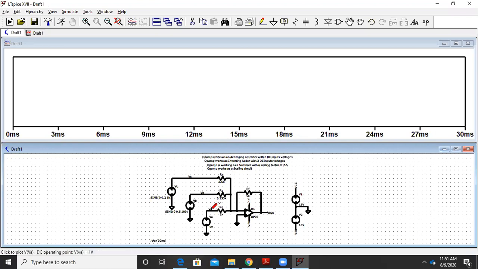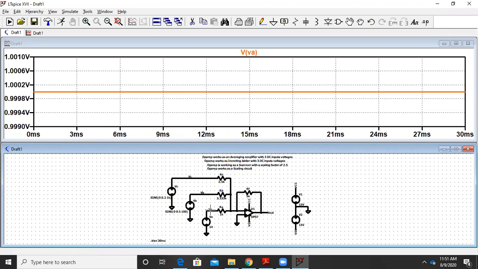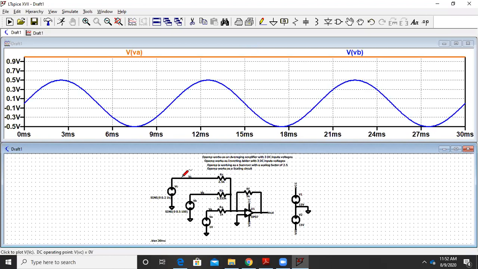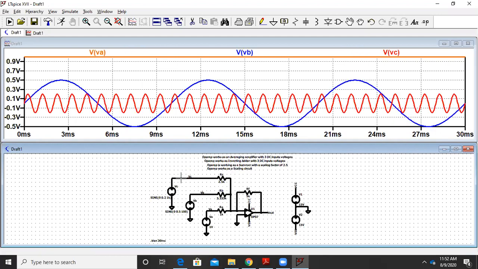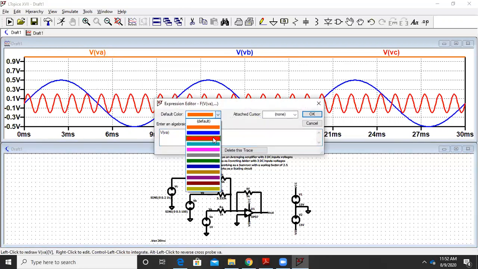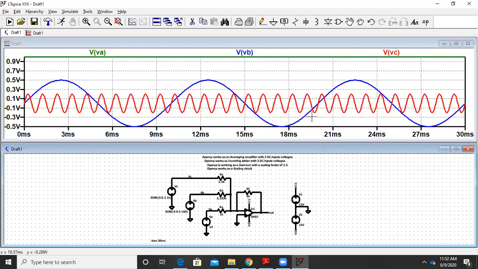So we'll first plot VA. So this is my VA, 1 volt peak to peak. This is my VB, and that's my VC. My VC over here is a sinusoidal wave of a little bit higher frequency, 1 kilohertz. My blue color wave is my VB with an amplitude of 1 volt peak to peak and a frequency of 100 hertz. And my red color wave, I have to change the color over here. I will make it green. So your green wave is a DC value of 1 volt.